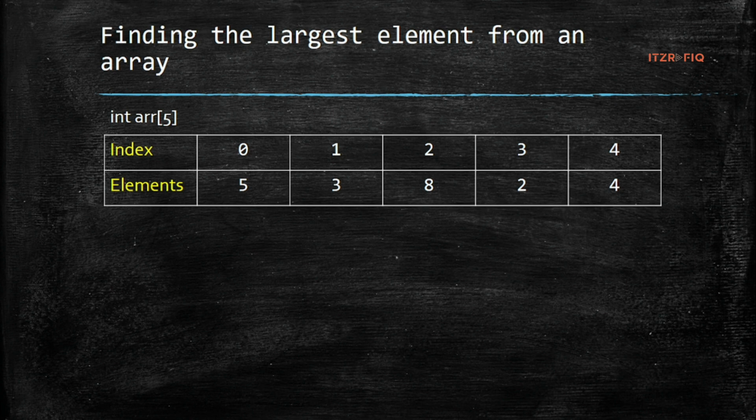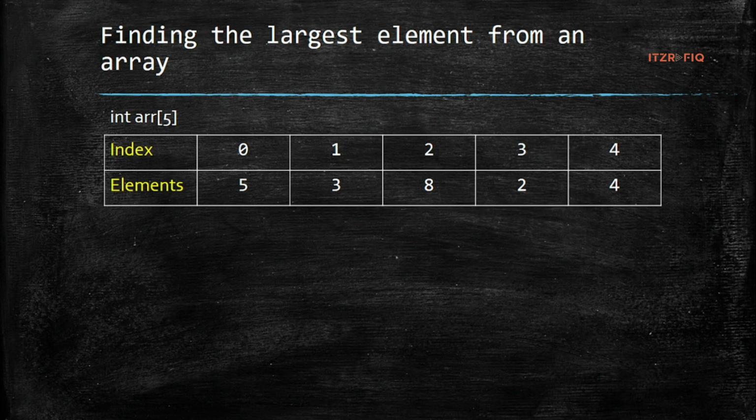In this video, we are going to learn how we can find the largest or smallest element from an array. Here we have an integer array. The size of the array is 5 and the elements stored inside the array are 5, 3, 8, 2, 4. At index 0 is 5, first index is 3, second index is 8, third index is 2, and the last index is 4.